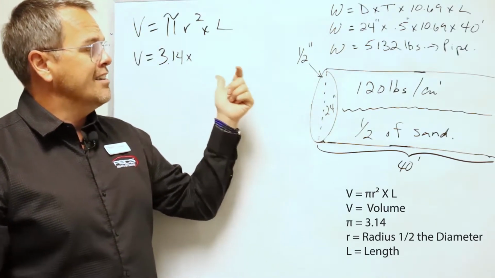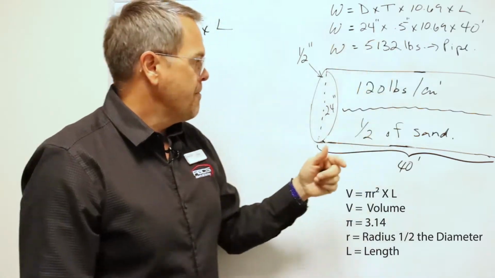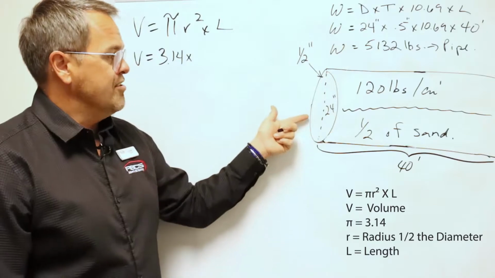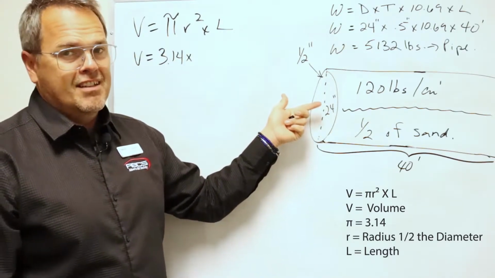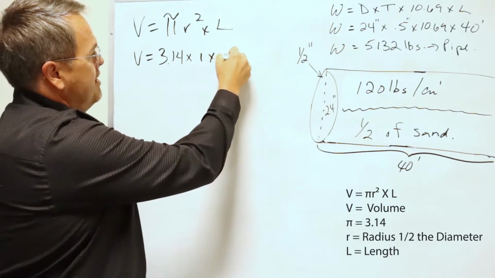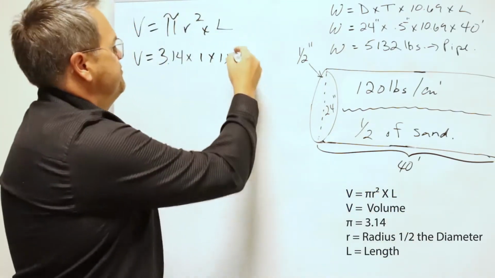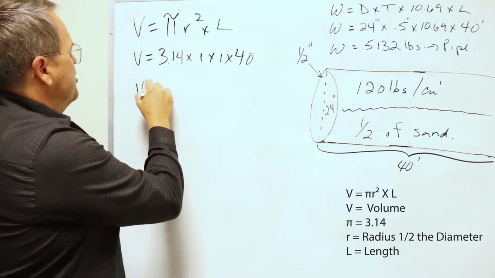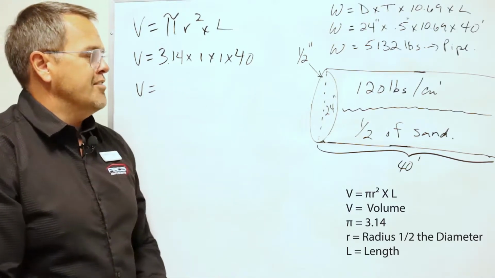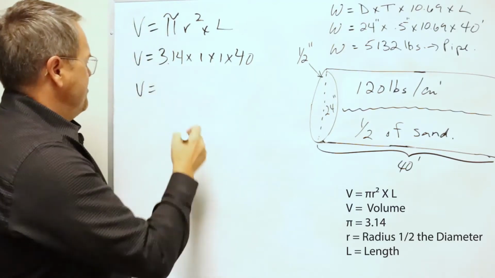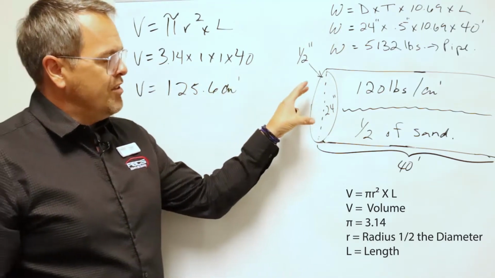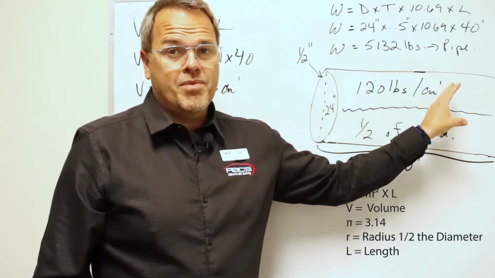In this formula, unlike the pipe formula that we used, you actually have to have the same units. Since we've gotten 40 feet this way, we're going to change the units from inches to feet. It's easy, right? 12 inches is 1 foot. So the radius is 1, 1 times the length, which is now 40. You can just plug that into your calculator straight through, 3.14 times 1 times 1 times 40, and you end up with 125.6 cubic feet.